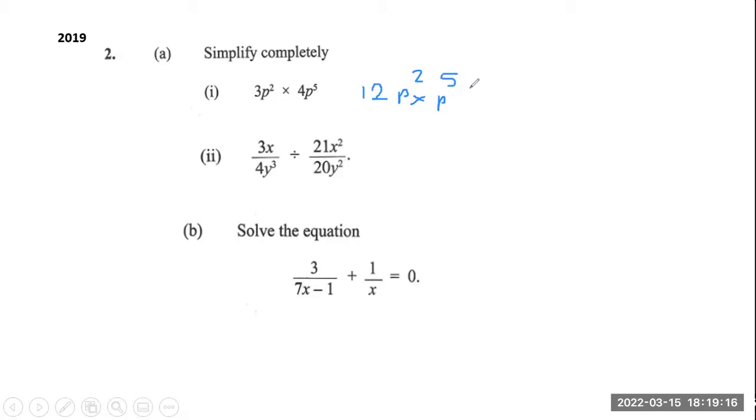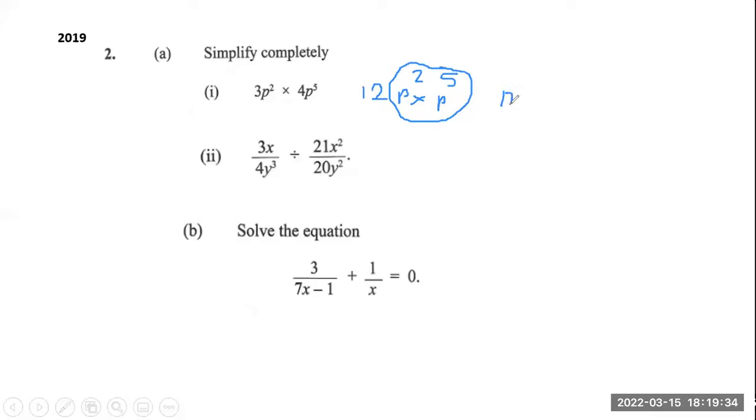Right. Now we need to remember one rule here, right, from indices or powers. P has the same base, but the power is different. So we have to remember the rule where we add the powers when we multiply. So how would we work it out?